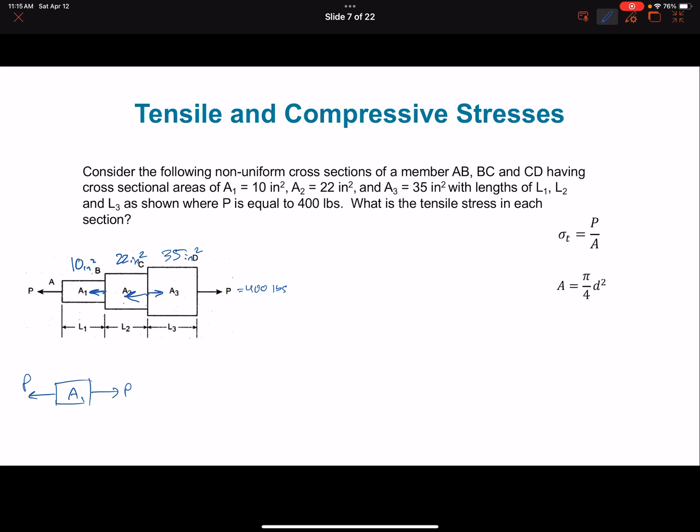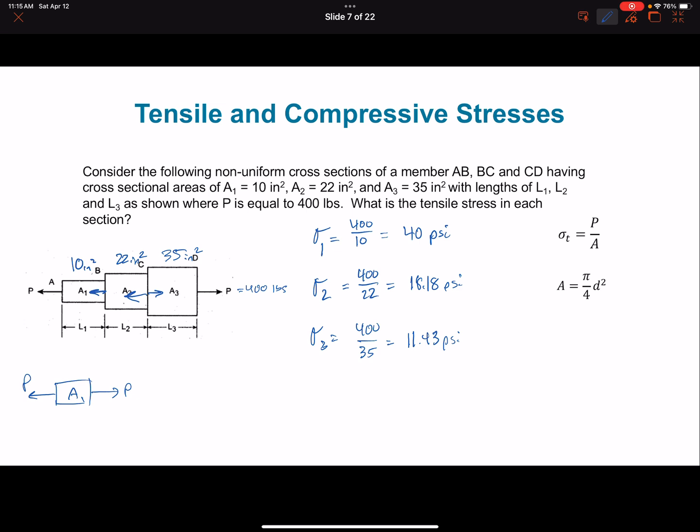So to find our stress in portion 1, we would just take 400 over 10. So that would be 40. And it looks like we're in PSI here. Section 2 would be 400 over 22. That would give me 18.18 PSI. And in section 3 would be 400 over 35. Put that in your calculator correctly, and you get 11.43.